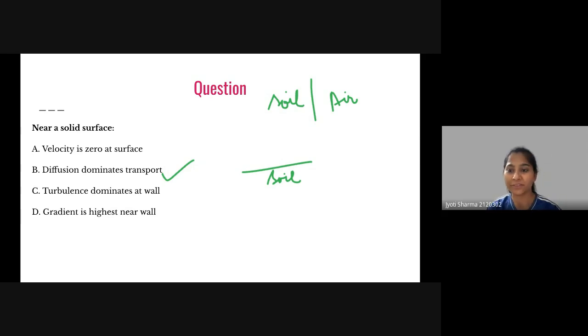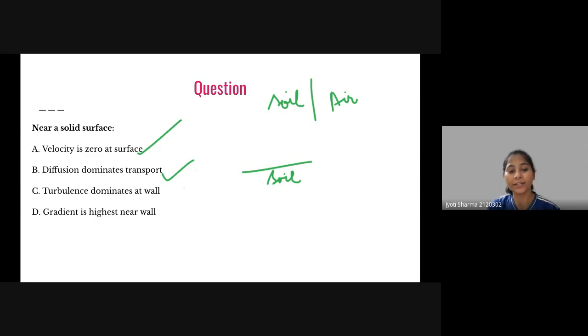Velocity is zero at the surface. This is also right. Yeah, because the solid is giving you the highest resistance, and that is how this will reduce the velocity. So yeah, A is also a right one. And coming to turbulence, turbulence is the opposite of diffusion. Turbulence is mostly due to the velocity. Because you have already given that diffusion is dominating, turbulence is not the right answer.